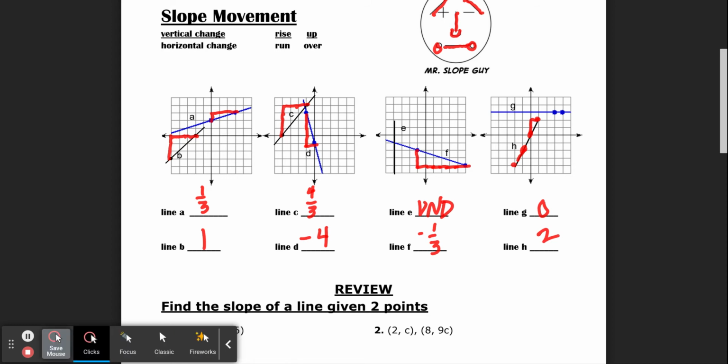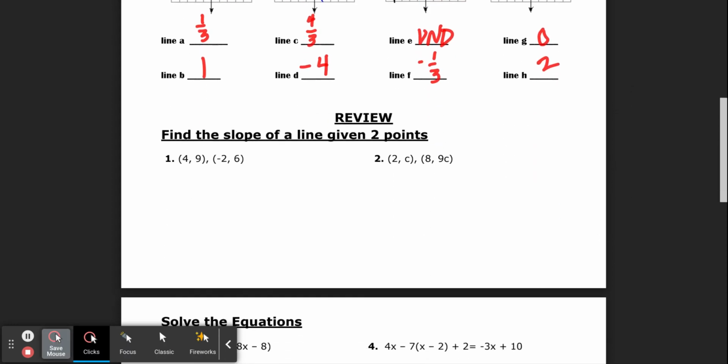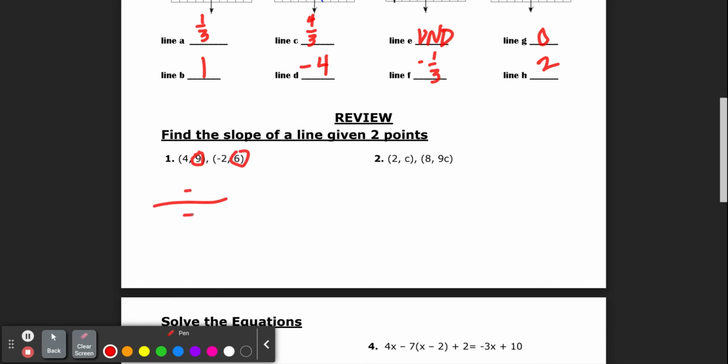All right, let's take a look at the review of finding the slope given 2 points. So remember, you circle the second number and then do dash, line, dash. So I've got 9 and 6, 4. -2 minus a negative becomes a positive. So 9 minus 6 is 3 over 6, which reduces to 1/2.